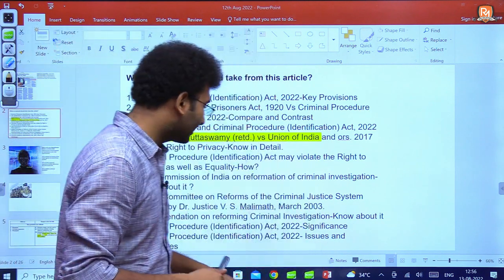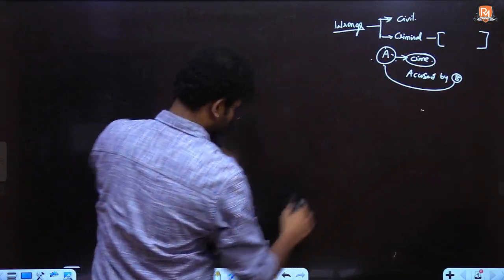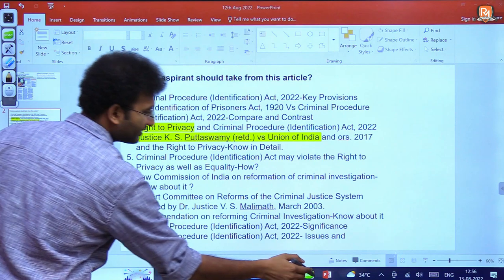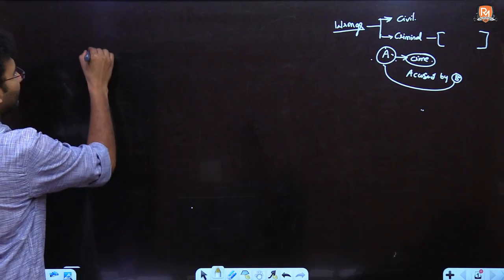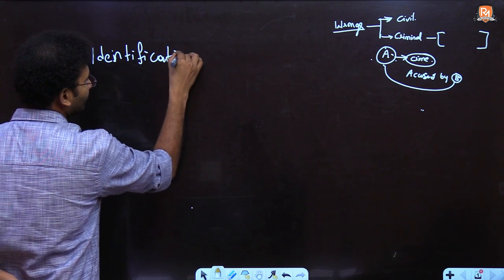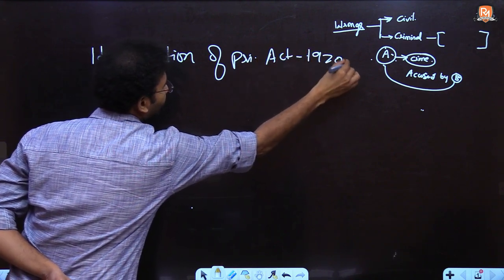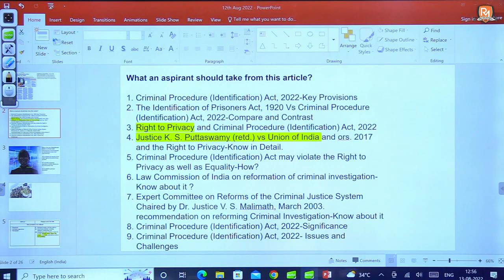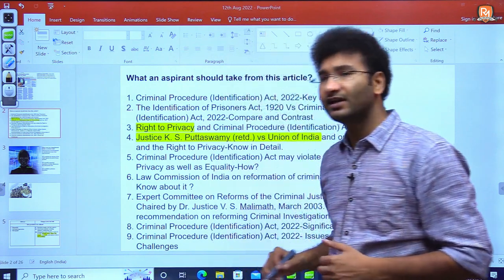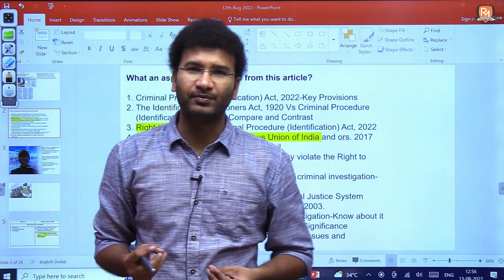There was an act which was once called Identification of Prisoners Act. You see, the first act that talks about this is the Identification of Prisoners Act, which was enacted in 1920. Now we have an act named Criminal Procedure Identification Act. It is the same act with additional advancements and introduction of technology related biological sample collection and physical sample collections.